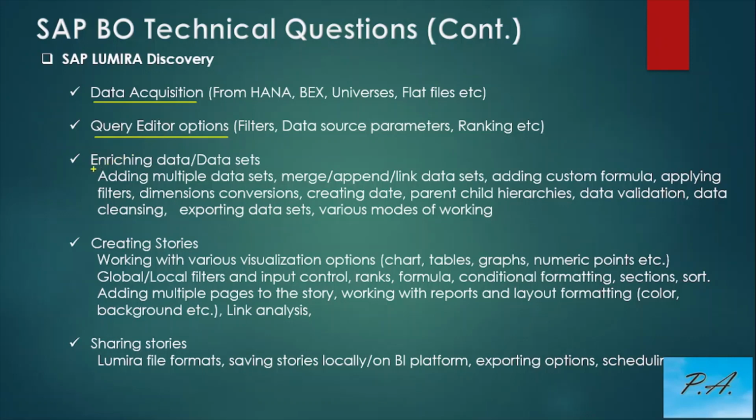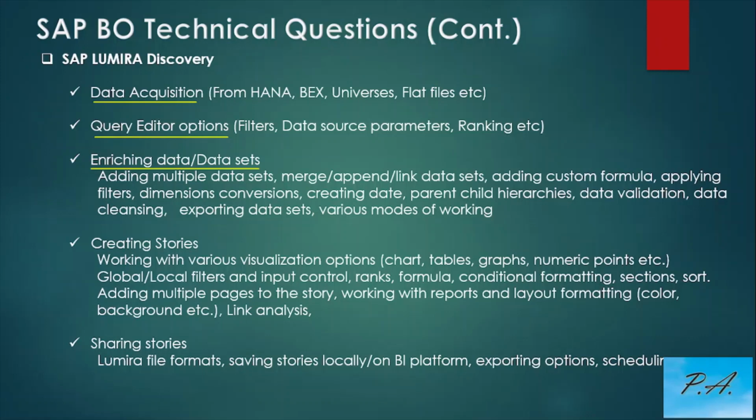And one of the important features in Lumira Discovery is data enriching. There are a lot of data enriching options or data cleansing options available in Lumira Discovery, like adding data from multiple sources: the merge, append, and link. The difference between merge, append, and link for different data sets. Adding custom formula, applying filters, hierarchies, data validations, data cleansing. All these steps we do before we start creating our visualization. So this is also a very important step where we prepare our data for creating our stories.